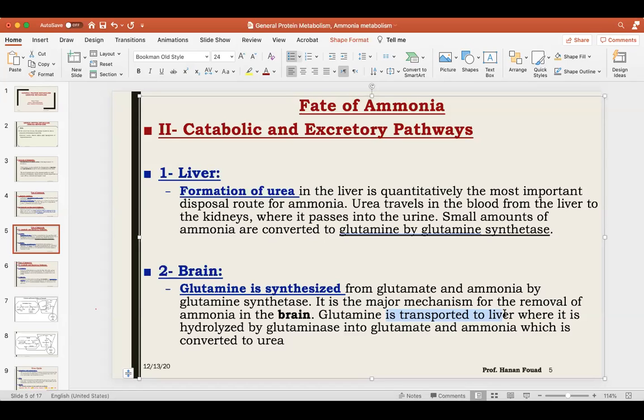The kidney removes ammonia from glutamine because the kidney has glutaminase, a hydrolytic enzyme which breaks glutamine and gets rid of ammonia. Okay? Do you understand how the brain gets rid of ammonia?